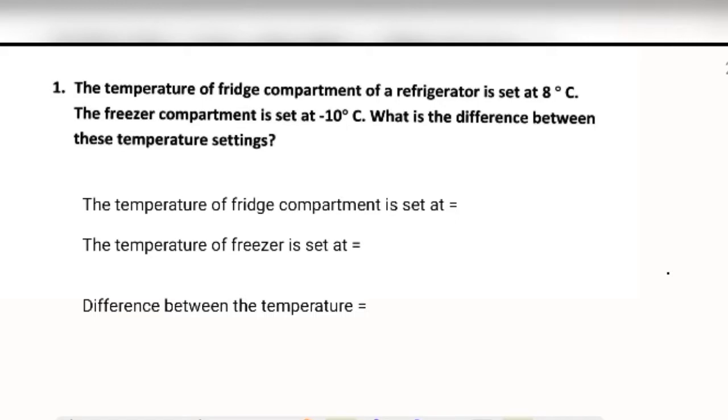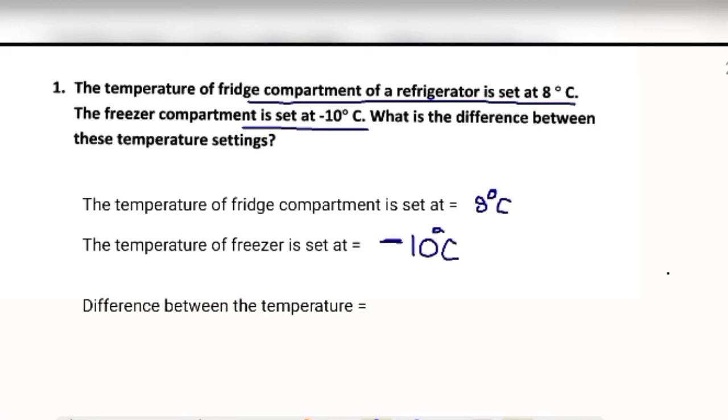Question number 1 of this exercise: the temperature of the fridge compartment of a refrigerator is set at 8 degrees Celsius. The freezer compartment is set at minus 10 degrees Celsius. What is the difference between these temperature settings? So what have they given? The fridge compartment is 8 degrees Celsius and the temperature of the freezer is minus 10 degrees Celsius.